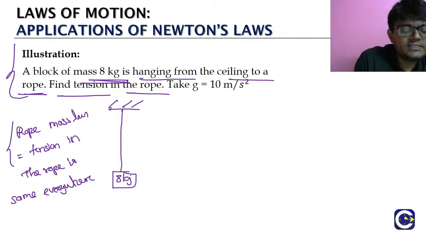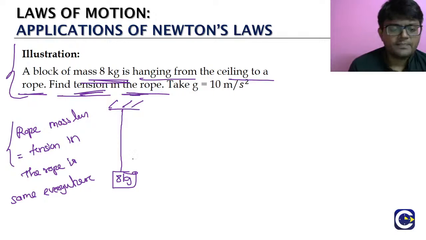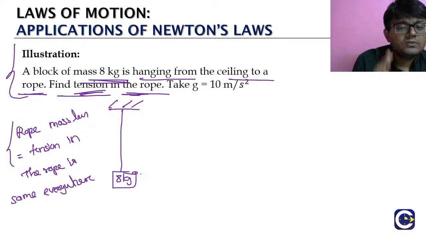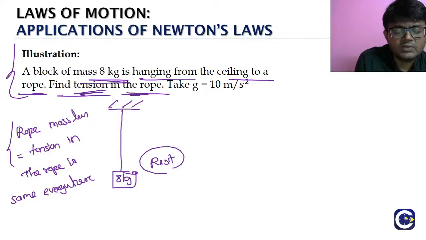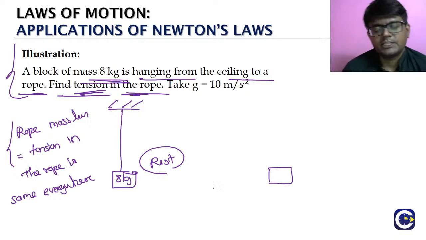See, this object is the 8 kg block. We have to find the tension in the rope. The only thing is that this is hanging from the ceiling, which means it is at rest. So now there is a balancing of forces on this object.